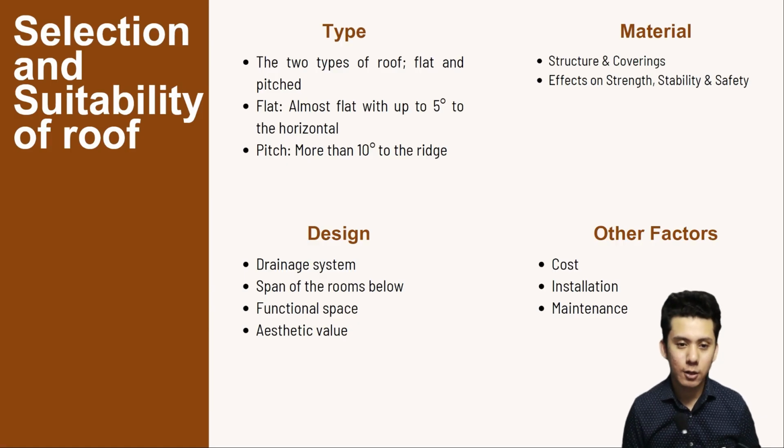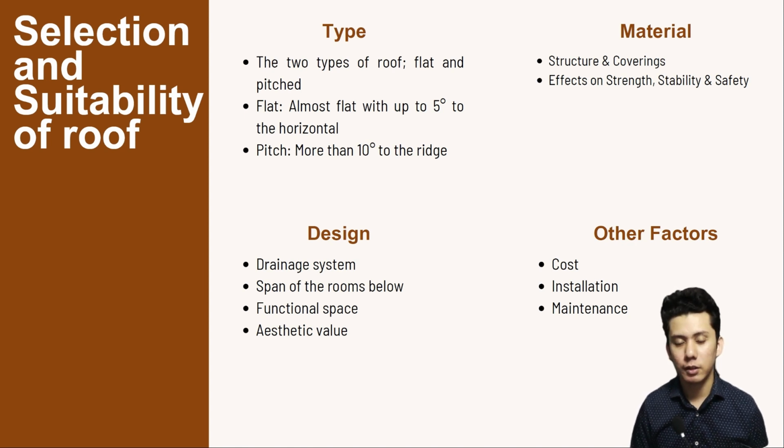So as you can see on the slide, there are multiple selections and suitability of the roof. The first one is the type, the material, design, and also other factors. So the first one is the type. There are two common types of roof that are being used in Malaysia. The first one is flat roof and also pitch roof. So what is flat? What is pitch?